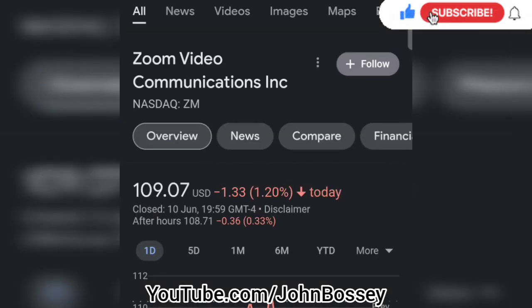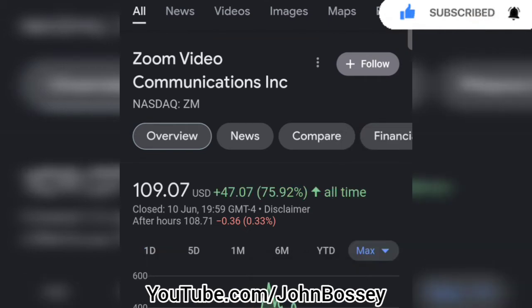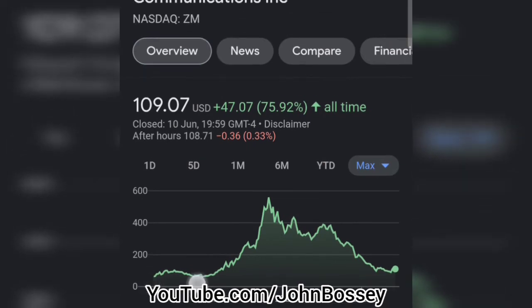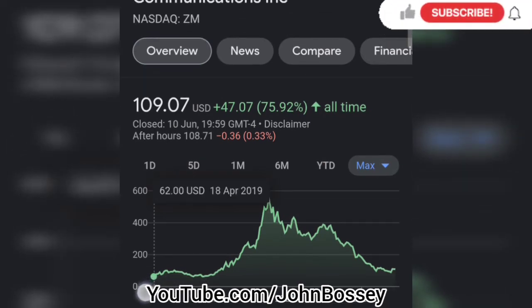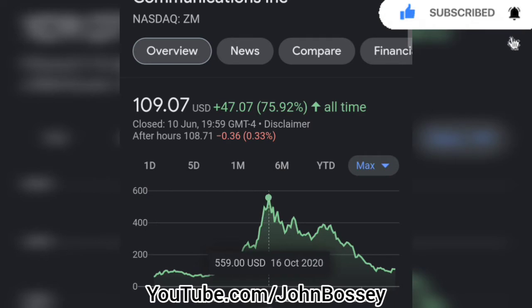So I'm just going to pull that information up. You can see Zoom's current value, but then if we look at this chart and look at the max trend, we'll see that at this point here, when they were listed on the 18th of April 2019, they entered the market at the price point of $62 per share. And at this point here, on the 16th of October, they were trading at $559 per share. Today, they are trading at $109 per share.